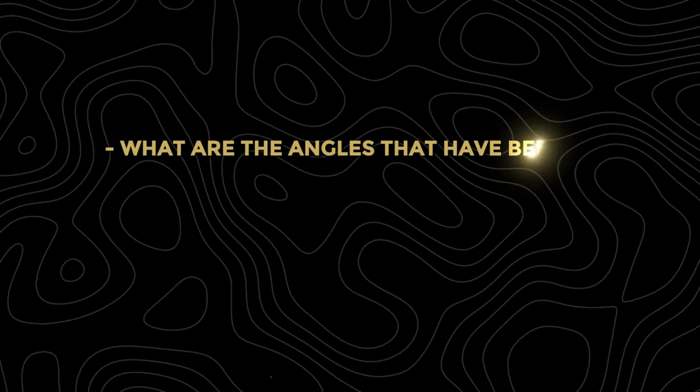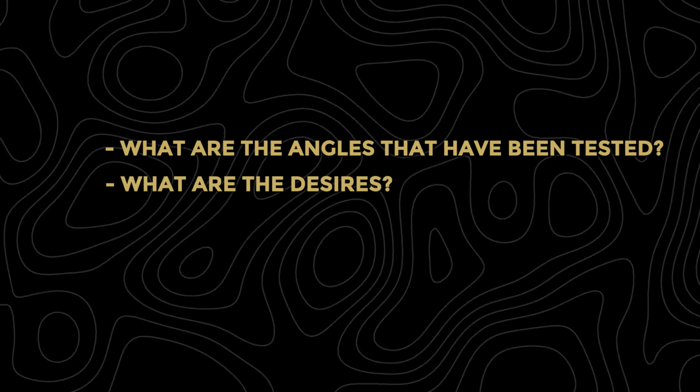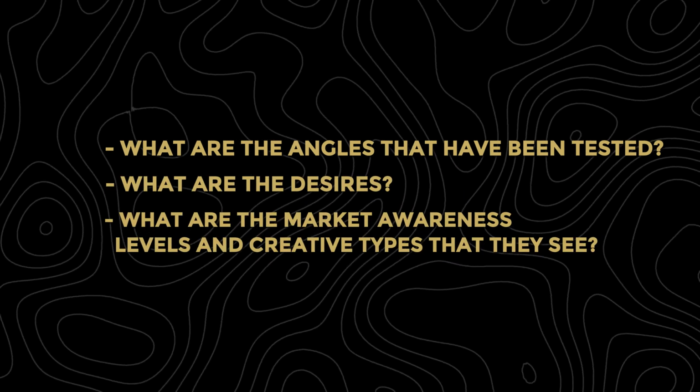So I'll look into the same thing I just did within my own ad account, I'll do that within their ad account. So again, what are the angles that have been tested? What are the desires? What are the market awareness levels and creative types that I see? And I'll do the same thing also with landing pages. So I'll click on the landing page of their oldest running ads and see, is there commonalities? Am I landing people on the collections page, product page, homepage, etc.